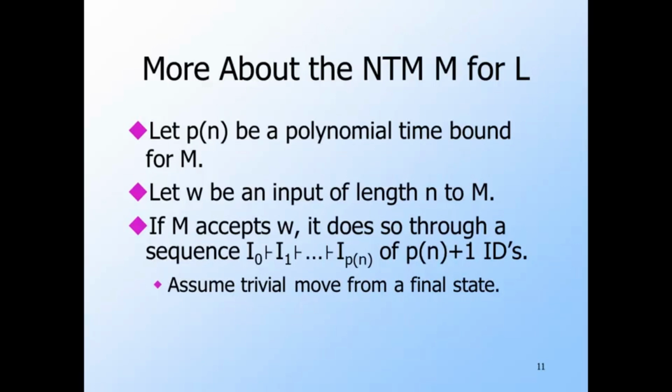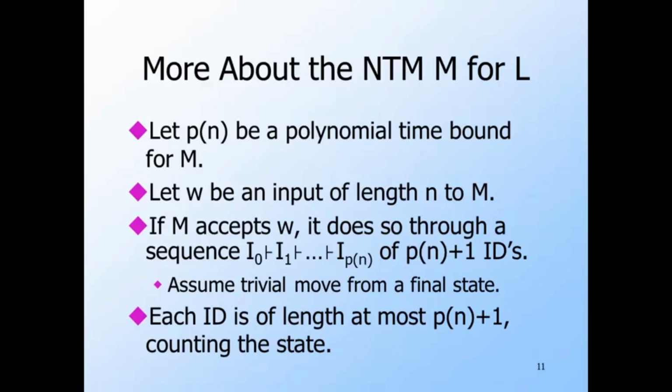So if M enters an accepting state early on, then the sequence of IDs leading to acceptance can be extended to length P of n by repeating the first ID that has an accepting state. There is no harm in doing this. M has already accepted, so entering an accepting state more than once will not change anything. And this is an observation rather than an assumption. Remember that the head cannot move more than P of n squares in P of n moves.